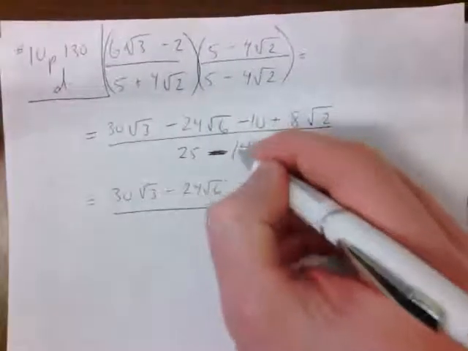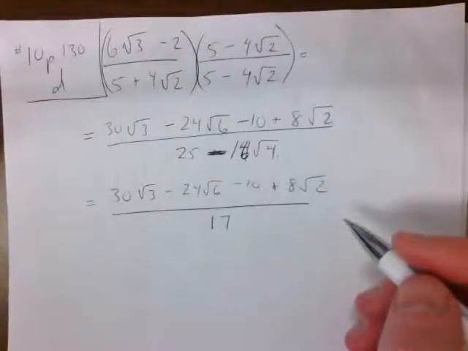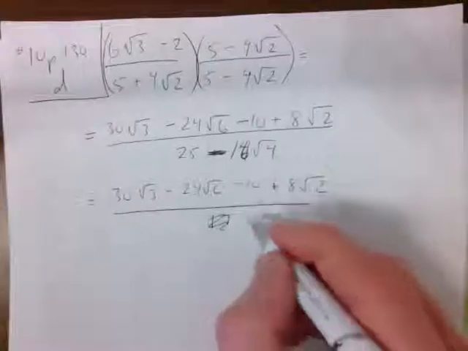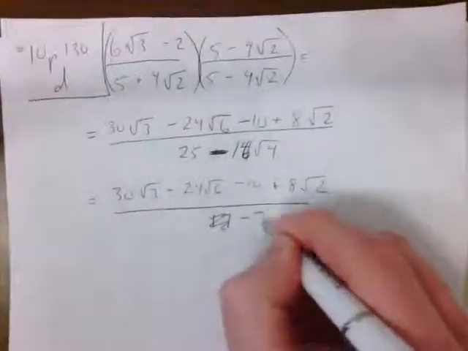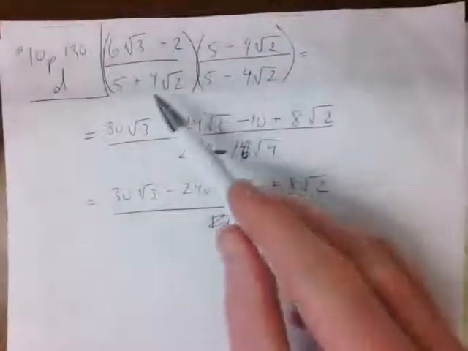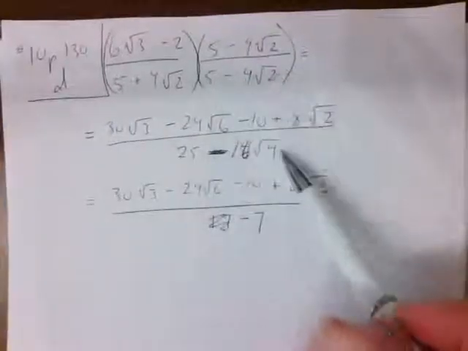Oh, 4 times 4 is 16. Silly me. So that's 16. 16 times 2 is 32. 25 minus 32 is going to be negative 7. There we go. There's the answer. I did 4 times 4 equals 4. That's wrong. 4 times 4 is 16. Root 2 times root 2 is root 4.